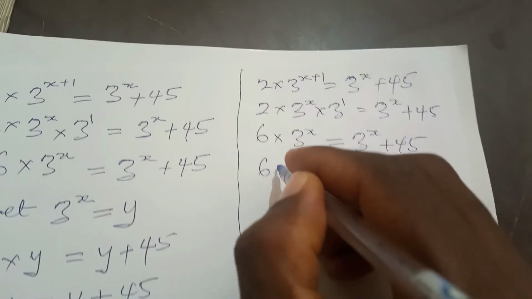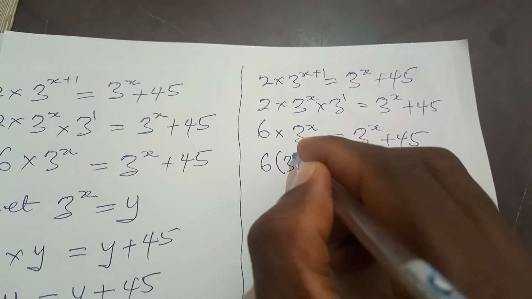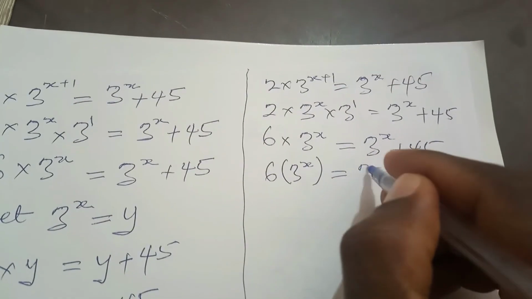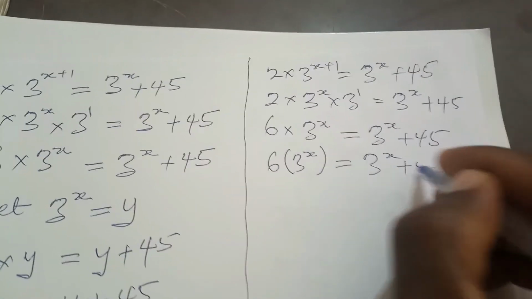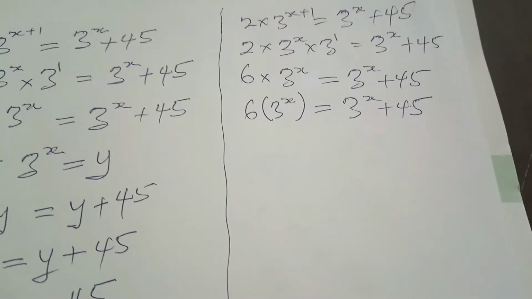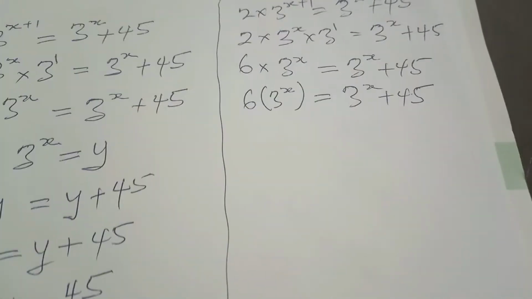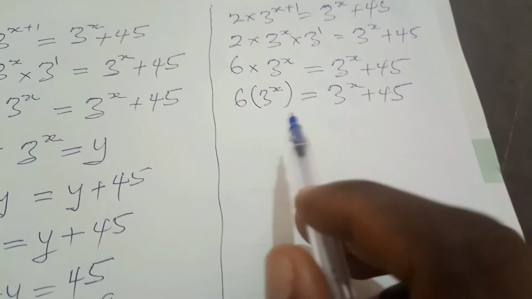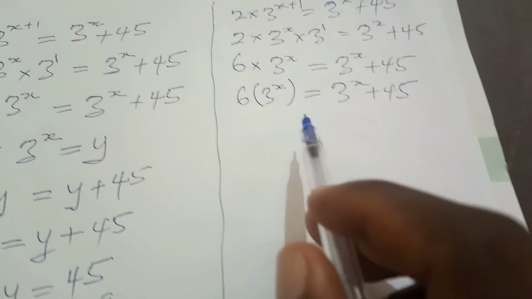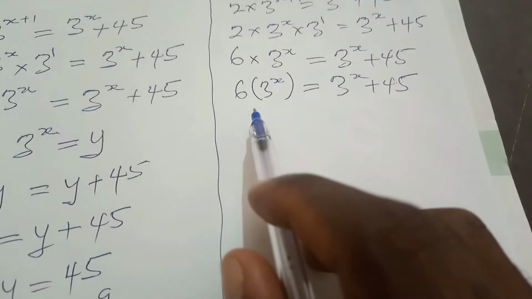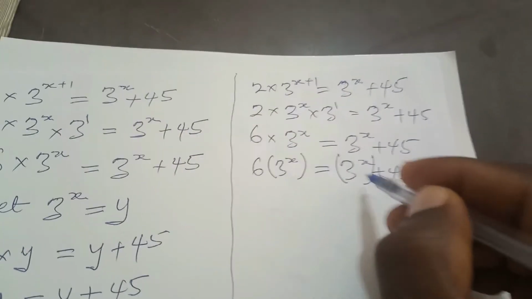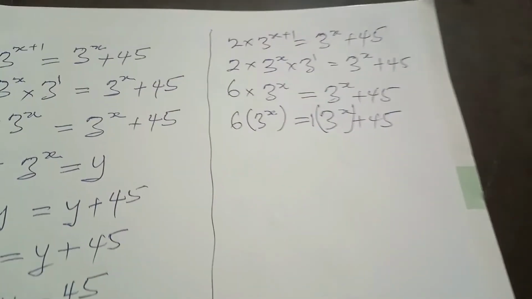So that becomes 6 into bracket 3 exponent x, which will be equal to 3 exponent x plus 45. So this is what is going to happen here. 6 times 3 exponent x, we'll consider it as 6 of the 3 exponent x. And here, if you permit me, I will say 1 of that, which is not showing.